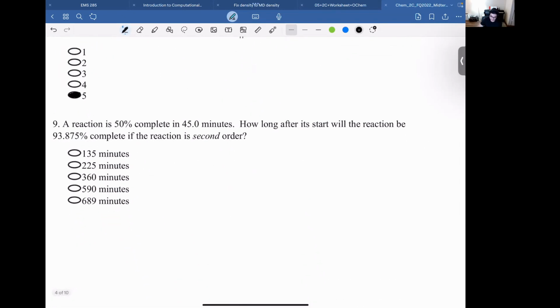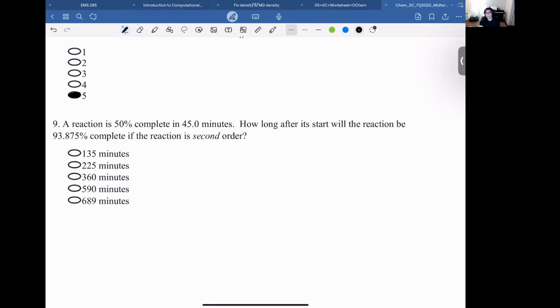So number 9, it says a reaction is 50% complete in 45 minutes. How long after its start will the reaction be 93.875% complete if the reaction is second order? So I'm going to do this in a very similar way as to how I did 13.